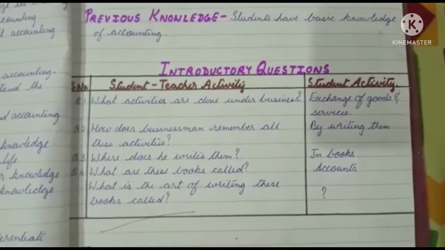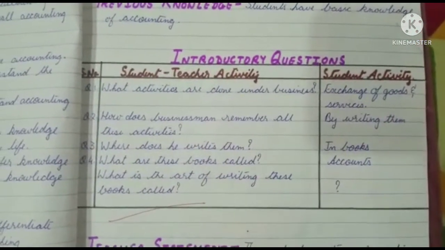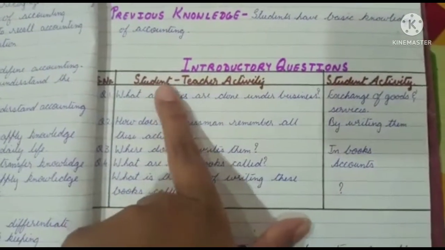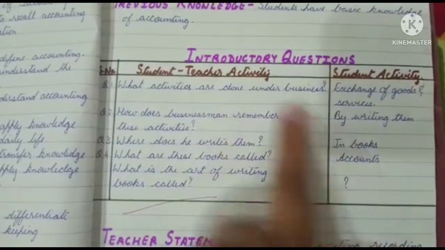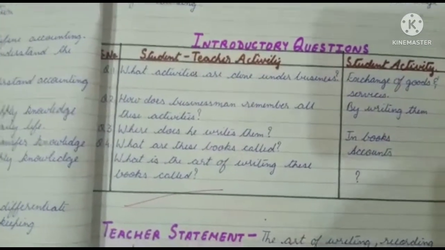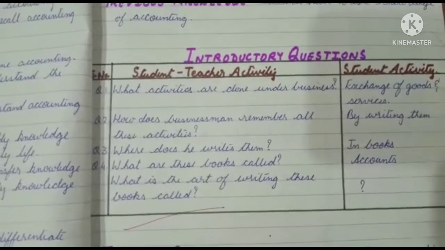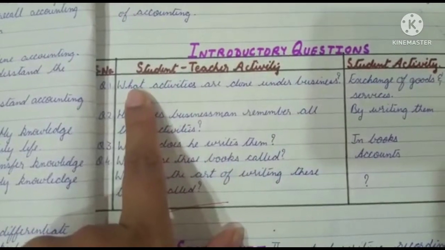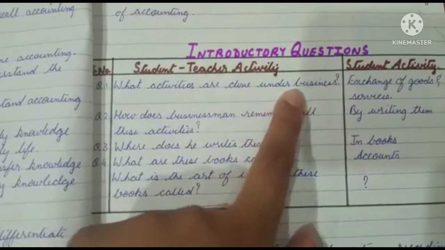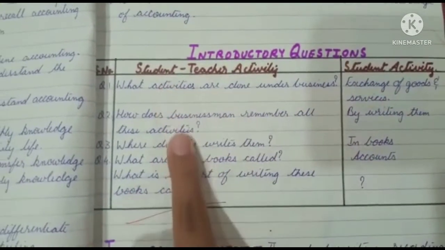Then we have the introductory questions, which is how the student teacher will introduce the lesson in the class. For that, again, we're going to divide the page into 2 parts. Student teacher activity is what the student teacher will say, and student activity is how the students will answer. So generally there are 4 to 5 introductory questions. For example, we have 4 here. First is what activities are done under business. Students should answer exchange of goods and services and so on.